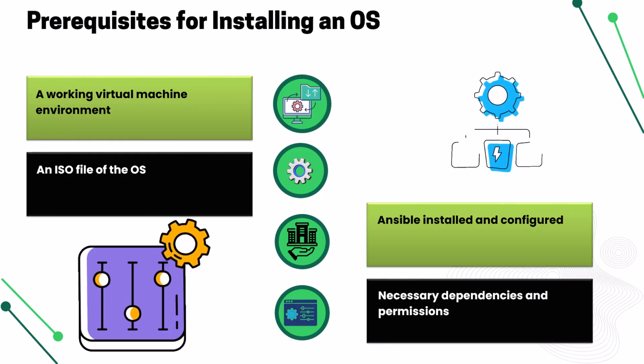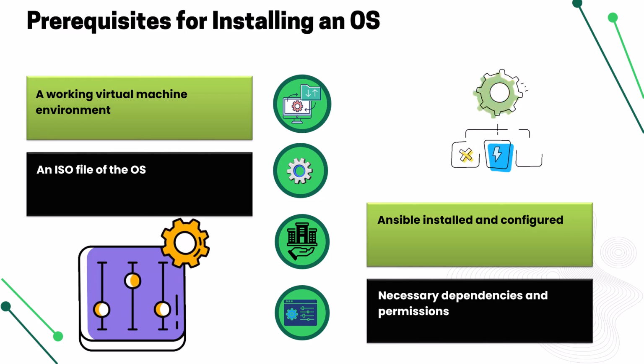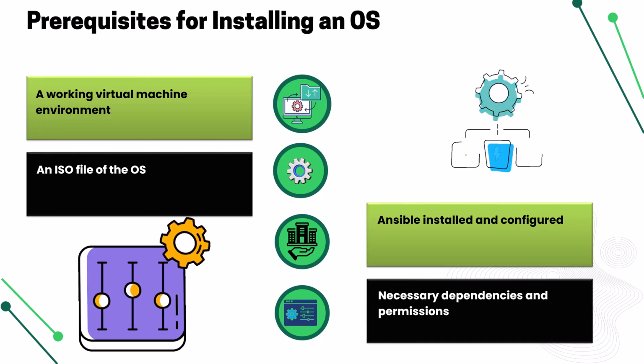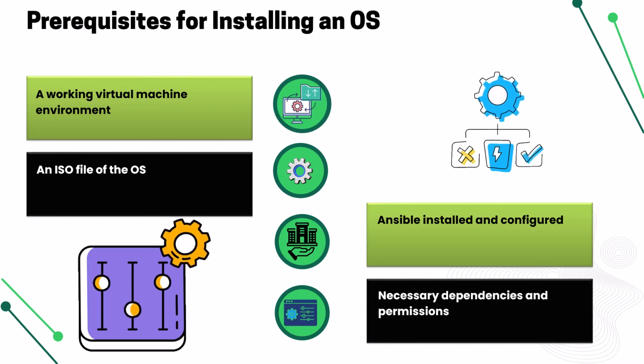Before diving in, let's check our toolkit. Do you have a VM environment, an ISO file, and Ansible ready to roll? Missing any of these is like forgetting the oven when baking a cake. Nothing's going to cook properly. Get these prerequisites sorted, and we'll be ready to fire up a smooth OS installation.